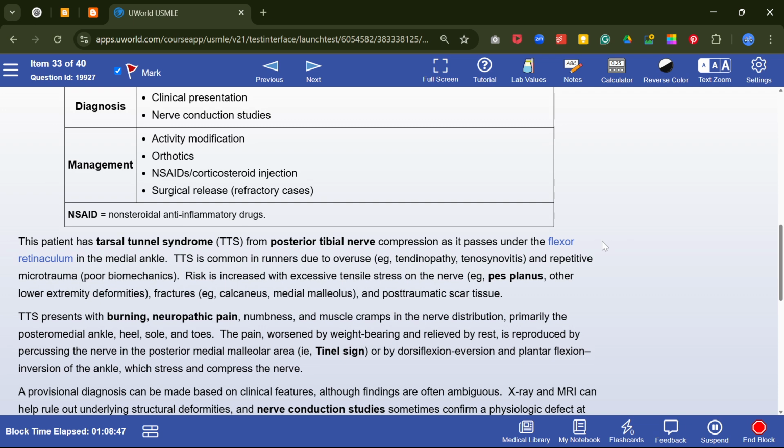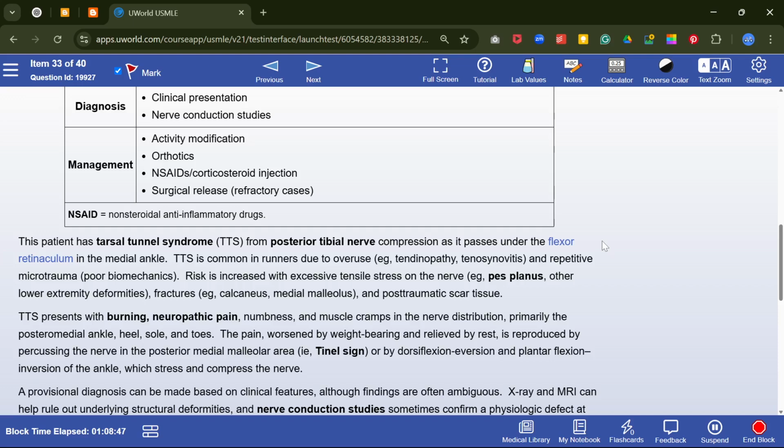Due to overuse, tendinopathy, tenosynovitis, repetitive microtrauma, and poor biomechanics. Risk is increased with excessive tensile stress on the nerve, pes planus and other lower extremity deformities, fracture of the calcaneus or medial malleolus, and post-traumatic scar tissue.